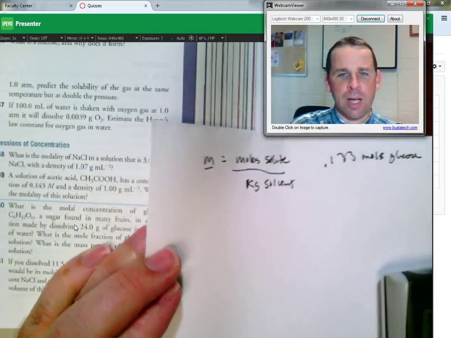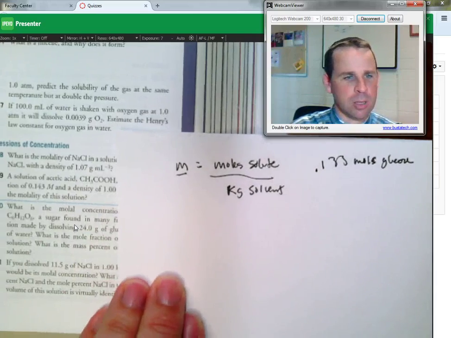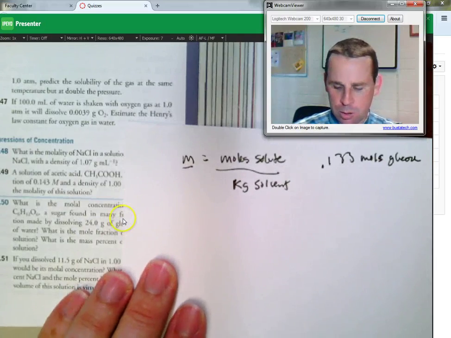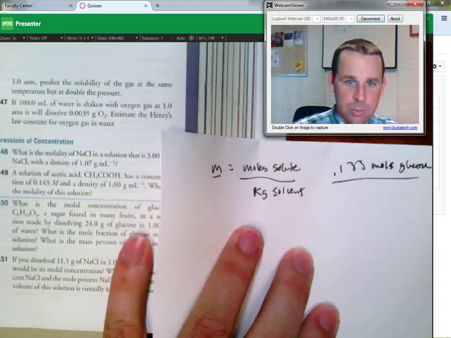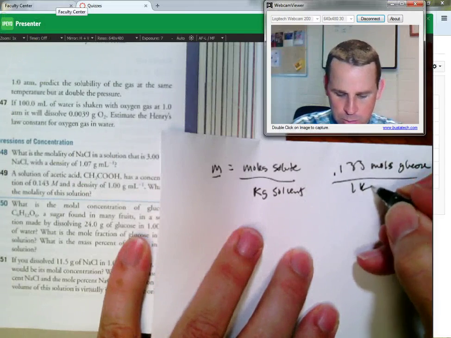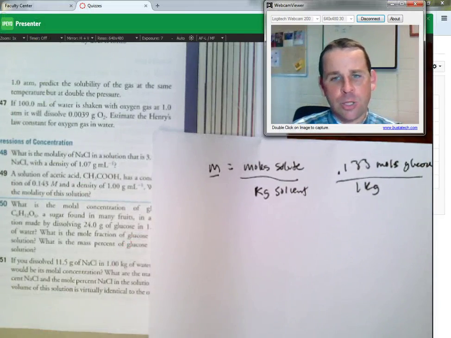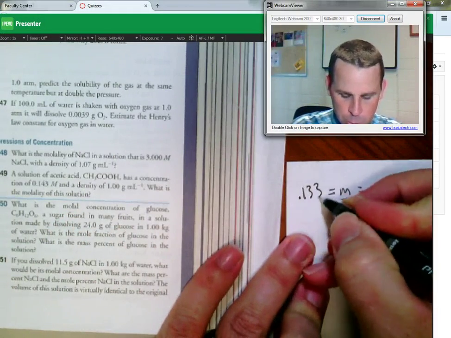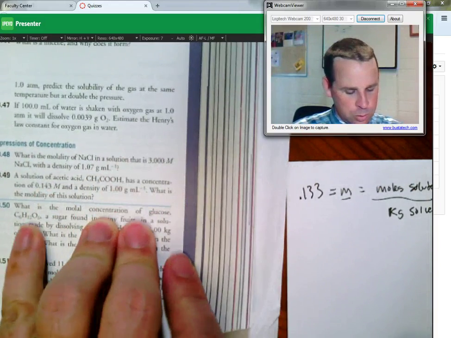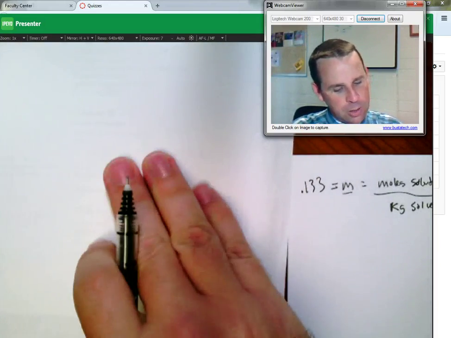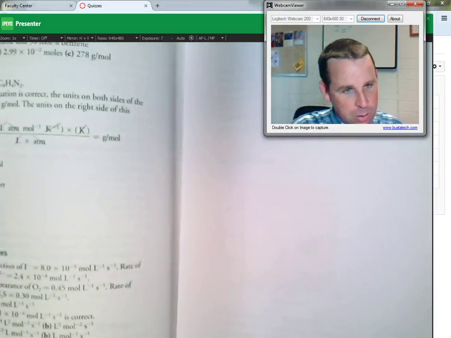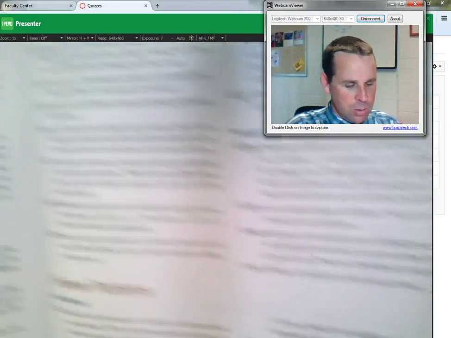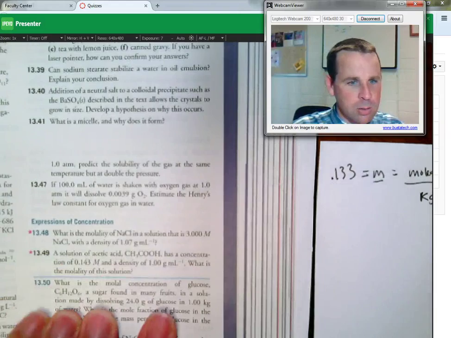Okay? And then we're going to divide that by kilograms of solvent. Now the kilograms of solvent, we see that there's 1 kilogram of solvent, so that's 1 kilogram of water. So then we can divide that by just 1 kilogram. So that 0.133, that should be our molal, right? It should be 0.133 molal glucose. So that is number 13.50, and we can take a look here in the back of the book. 0.133 molal. Okay, good. So then we're going to go on to the rest now.